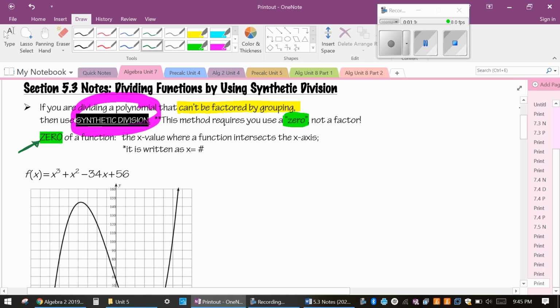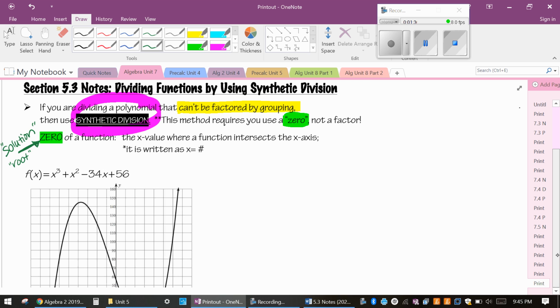In other classes, you'll hear the word zero replaced with the word solution. So a solution of a polynomial is also known as a zero. Sometimes people call them roots. The root of a polynomial is a zero or a solution, but zero is not the same as a factor.